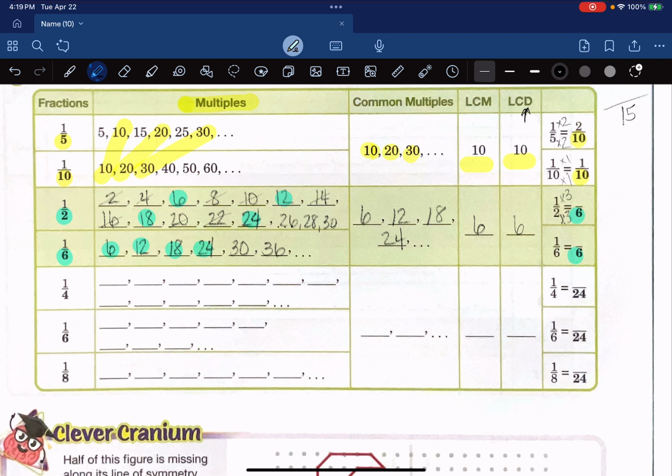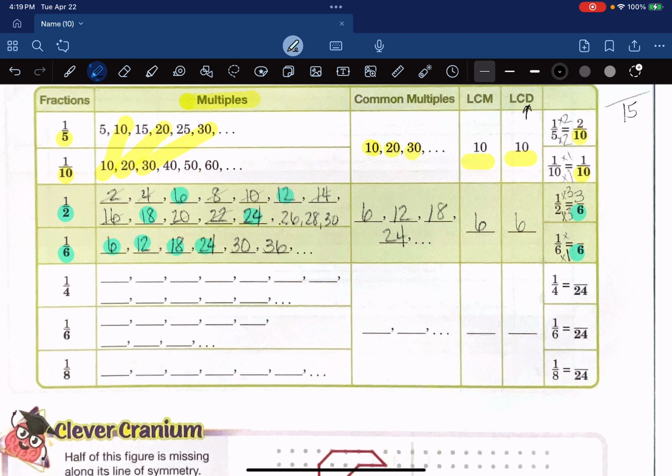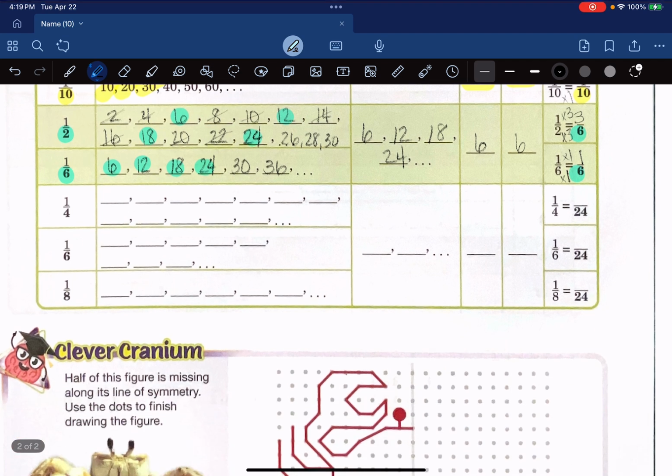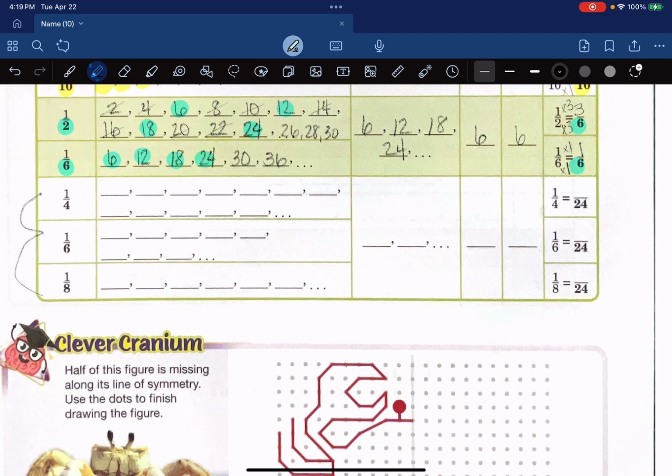1 times 3 is 3. Now let's check and see, does this make sense? Is 3/6 the same thing as 1/2? It is. All right, and bottom number, 1/6. How do I get from 6 to 6? Well, it's the same number. I don't have to do anything. It's times 1. So we do times 1 up top. 1 times 1 is 1. So it's 1/6.